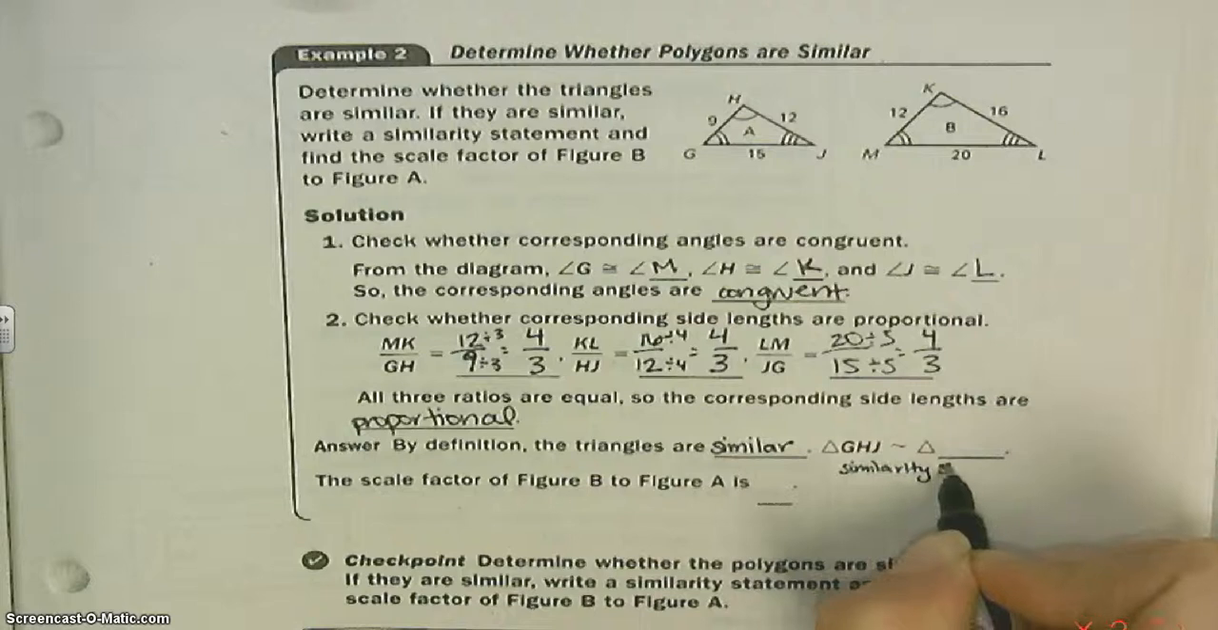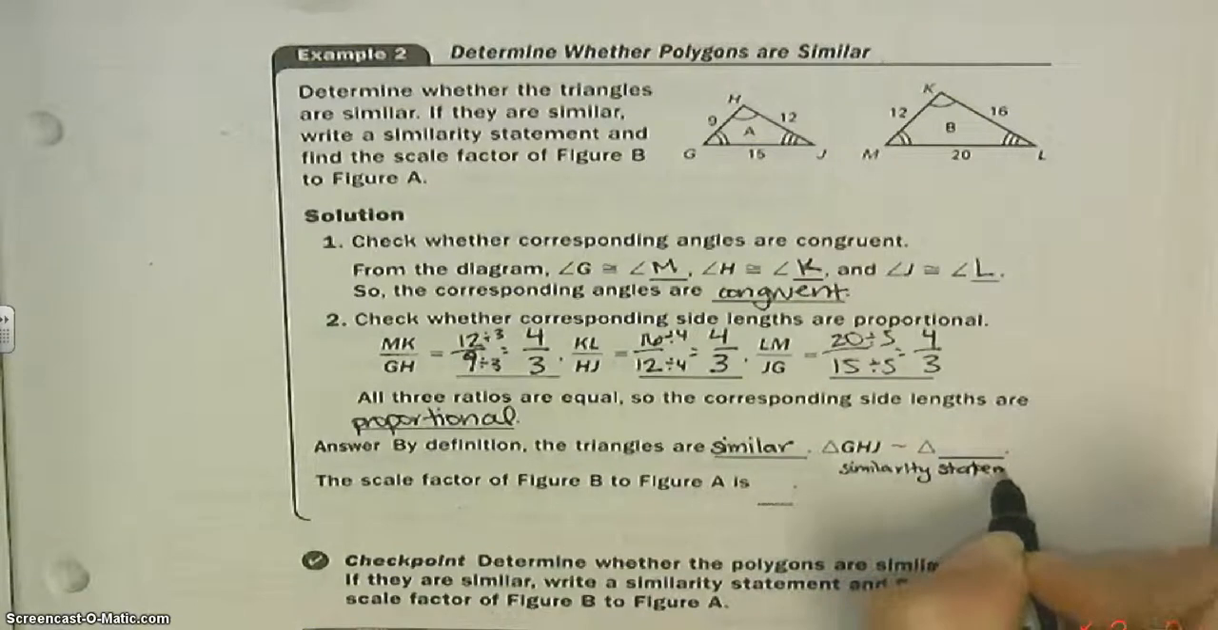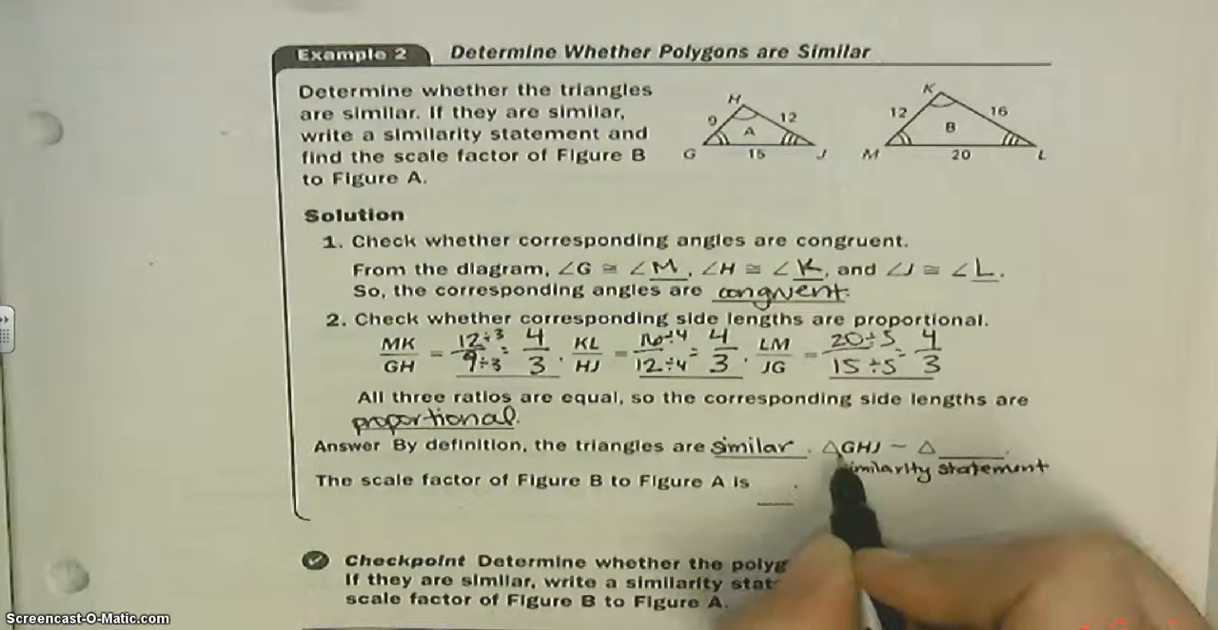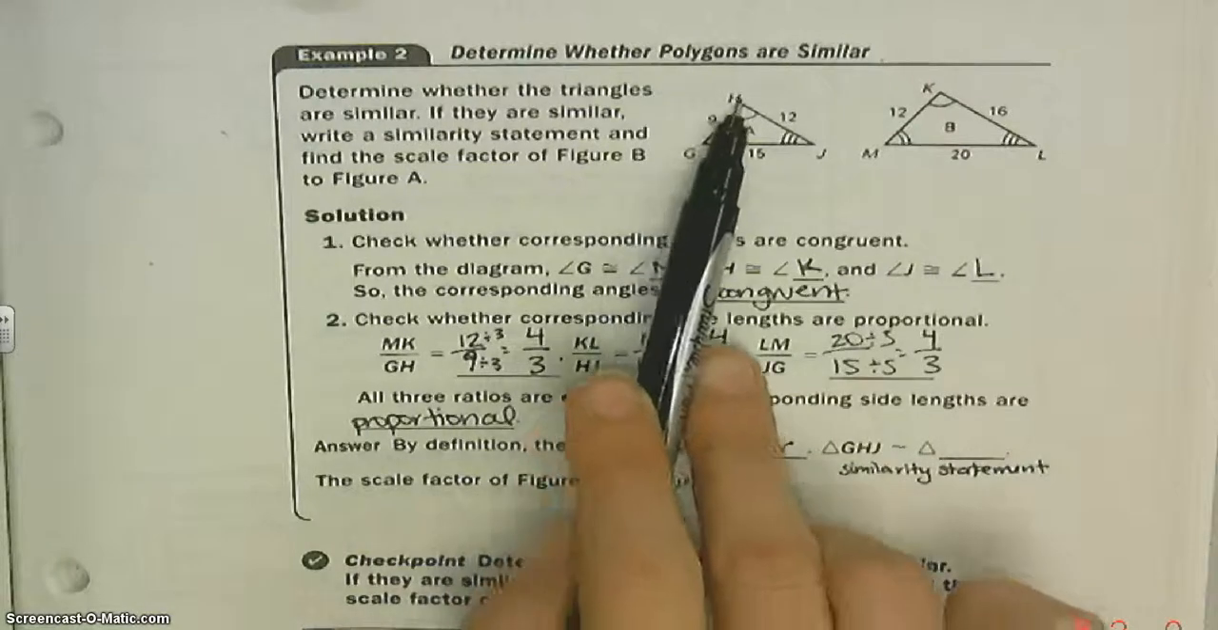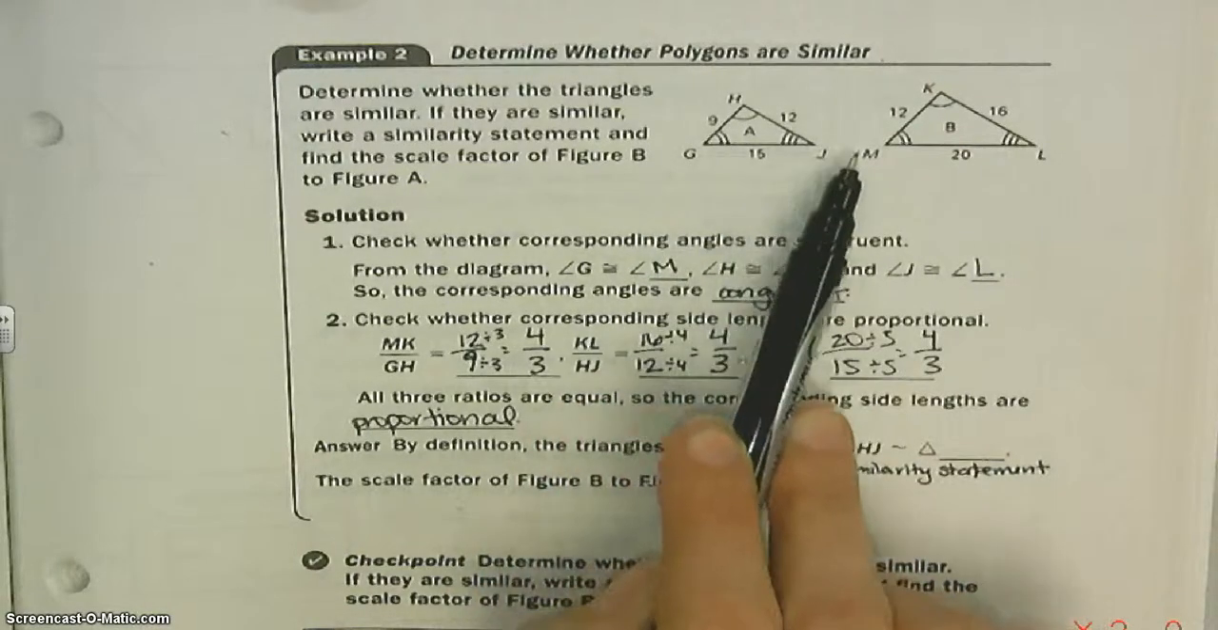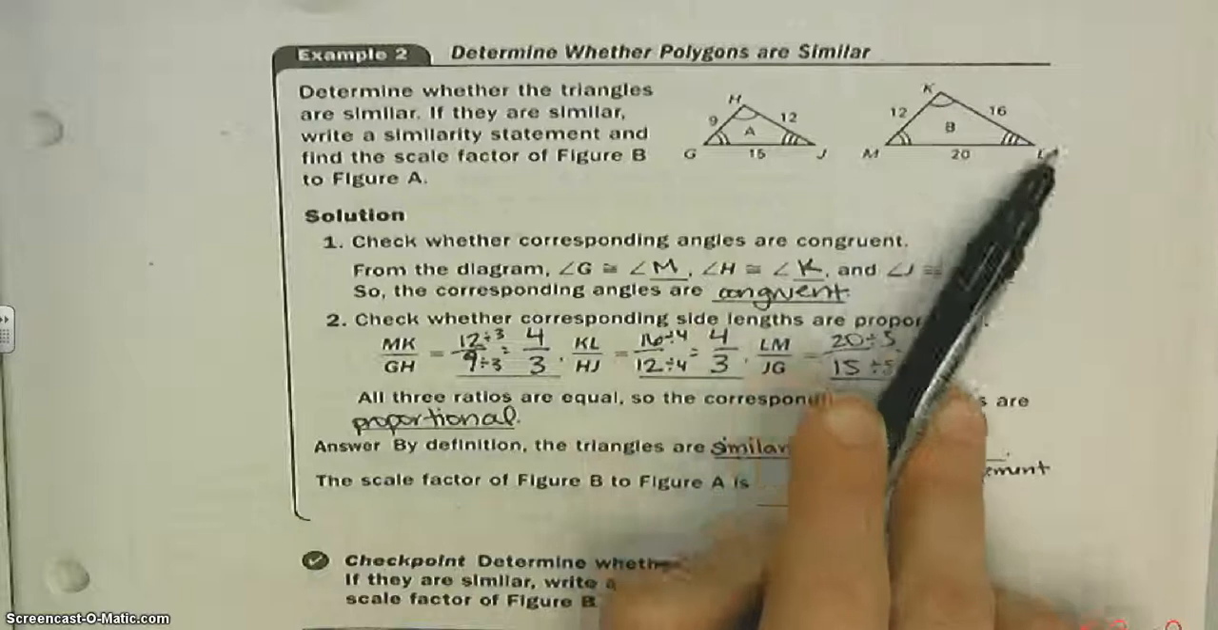Similarity statement. GHJ. So let's make sure GHJ goes with MKL.